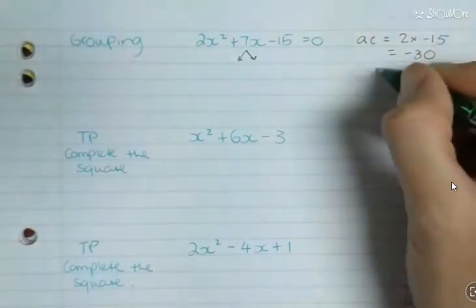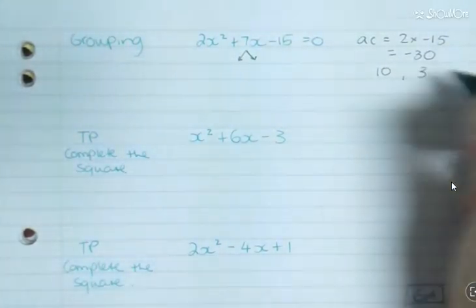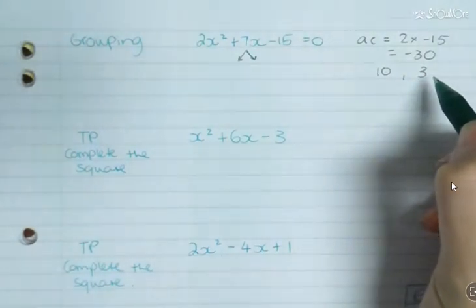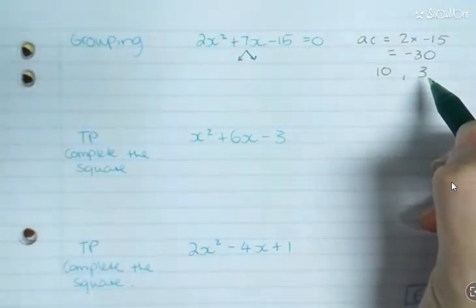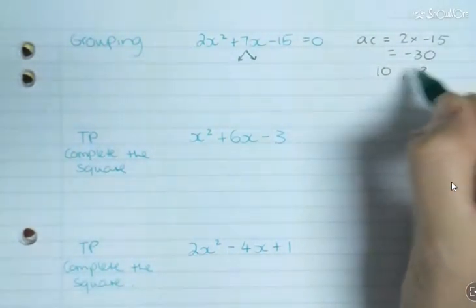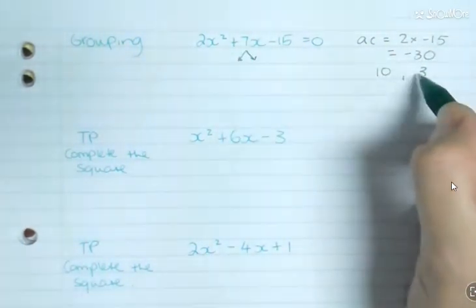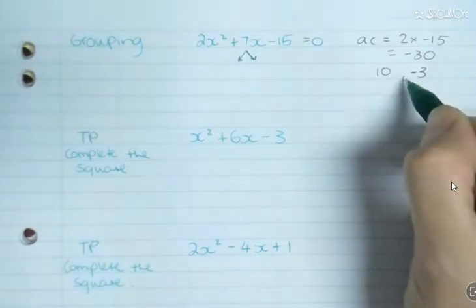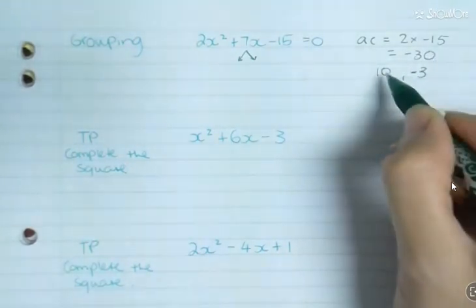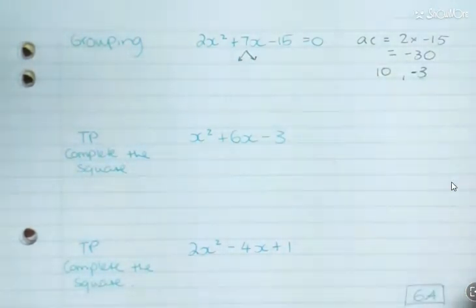10 and 3, good. But 3 doesn't divide by 2. It's not about that, the 3 doesn't have to divide by 2, so we'll just figure out which way around it goes first. I've got to have a positive 7, so it means I've got positive 10 and negative 3. 10 times negative 3 is negative 30. 10 add negative 3 is 7. So now I've got to put them in order so that they match up with the coefficients. So 3 goes with 15, 10 can go with 2.